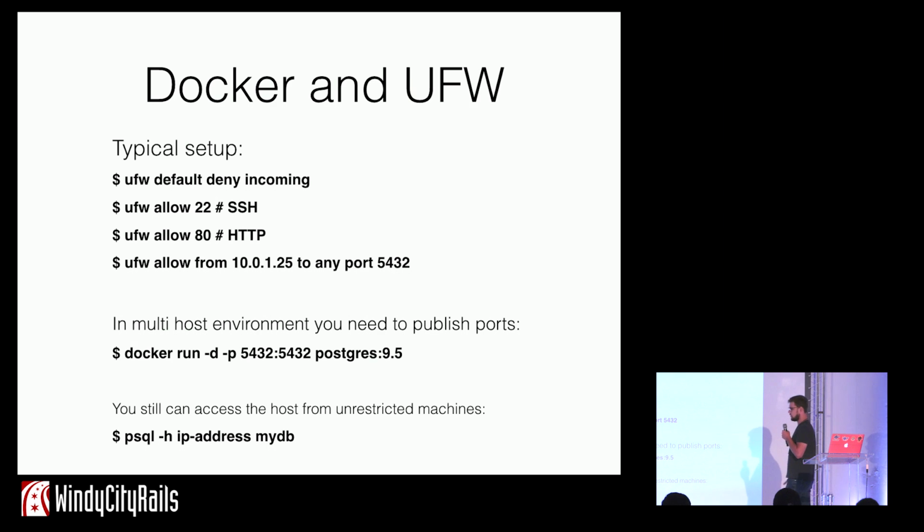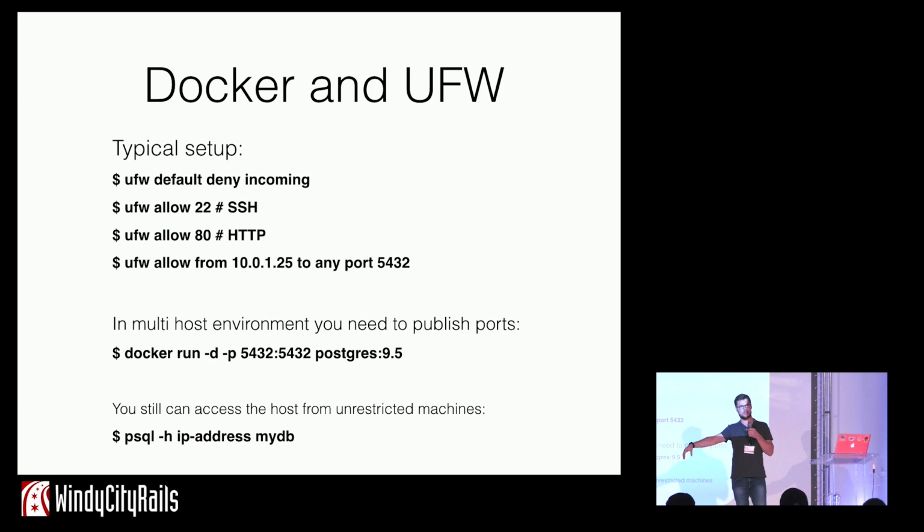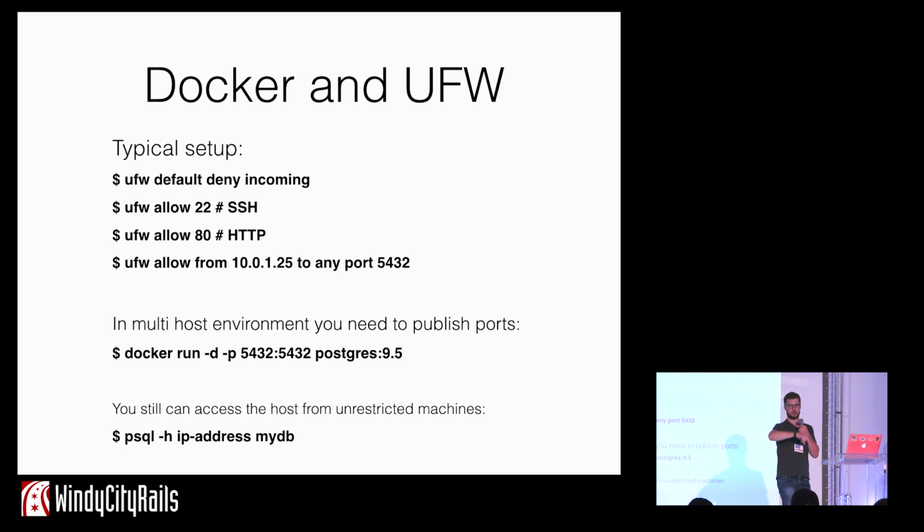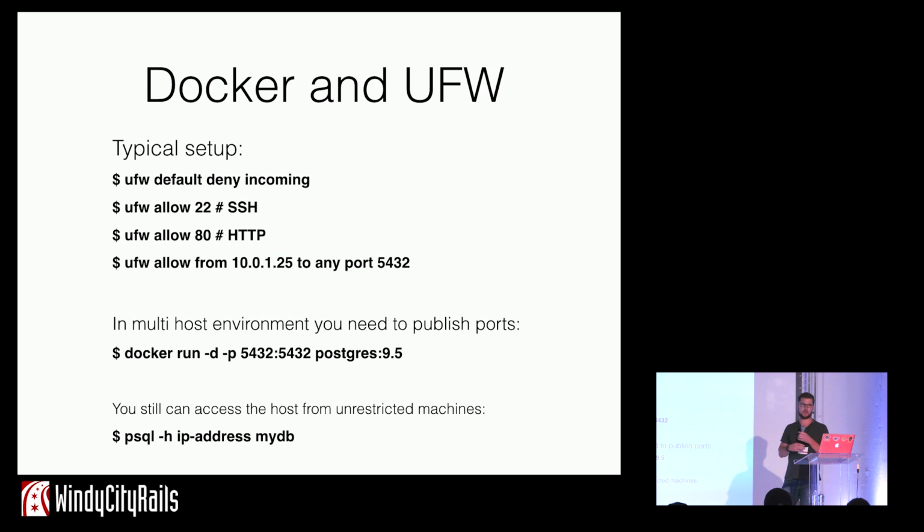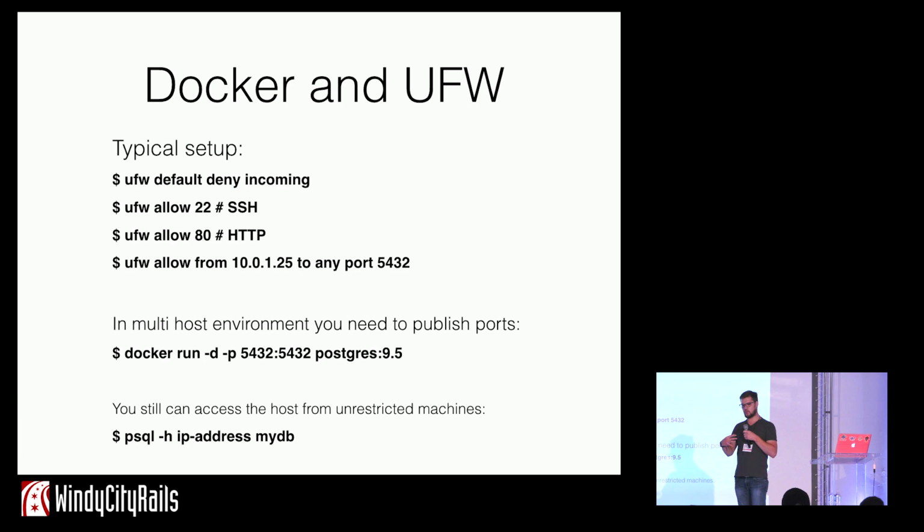In a multi-host environment, when you have, let's say, an application server and a database server, you need to communicate between servers. So in this case, we start a container and publish the Postgres port, and technically you shouldn't be able to access it from any unrestricted server, but what happens is you can still do it. The reason is that Docker injects special iptables rules, and nobody knows about it if you've never dealt with it.